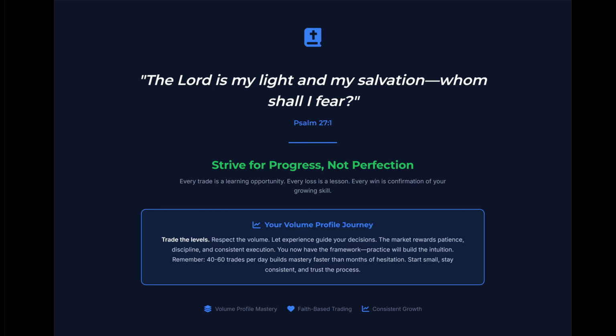But the framework is not enough. Practice will build the intuition. Remember, 40 to 60 trades per day builds mastery faster than months of hesitation. Start small, use micro contracts, risk $10 to $20 per trade. Keep your max daily risk at $500 to $1,000. This removes financial pressure and allows you to focus purely on execution.